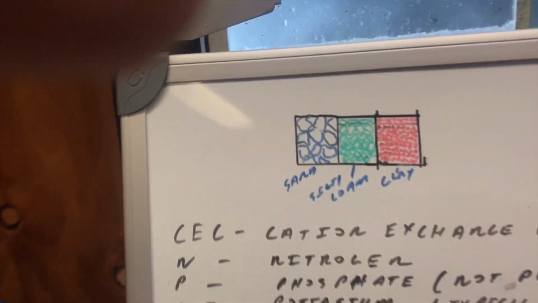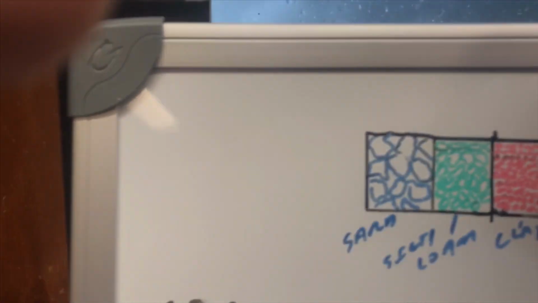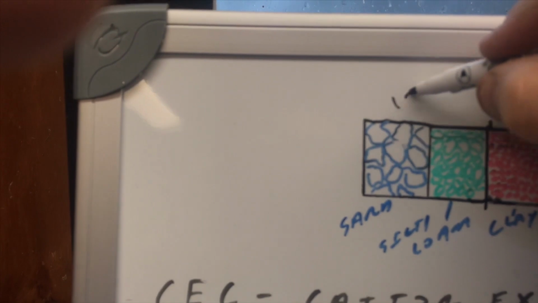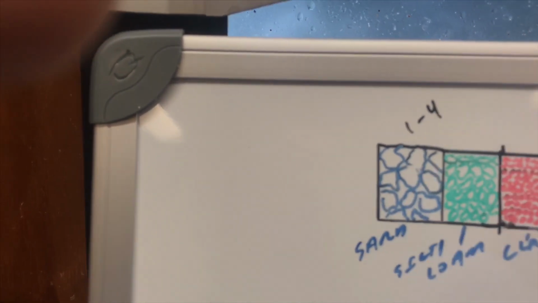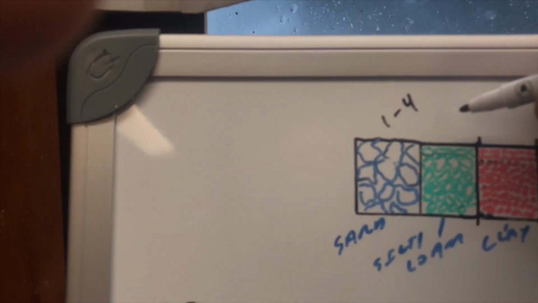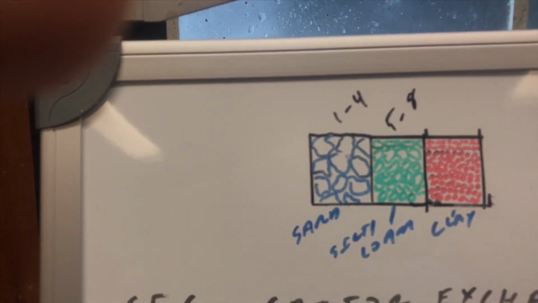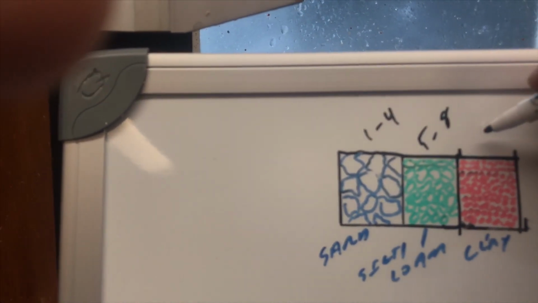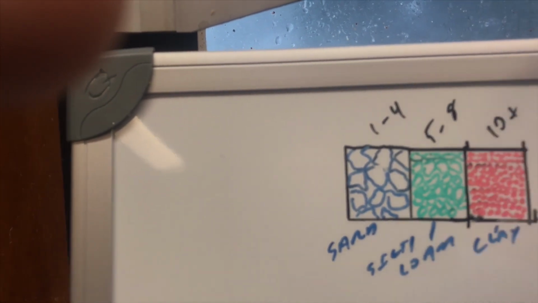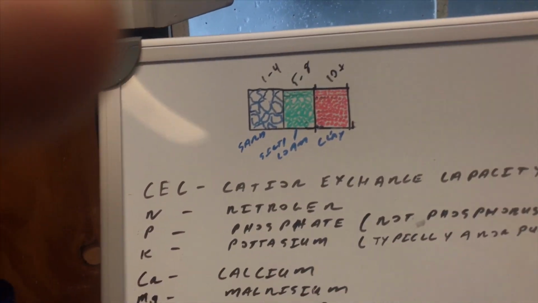Now, typically speaking, sand on average will have a 1 to maybe 4 CEC. Loam will have a 5 to 8 CEC. And clay will have a 10 plus CEC. Alright.